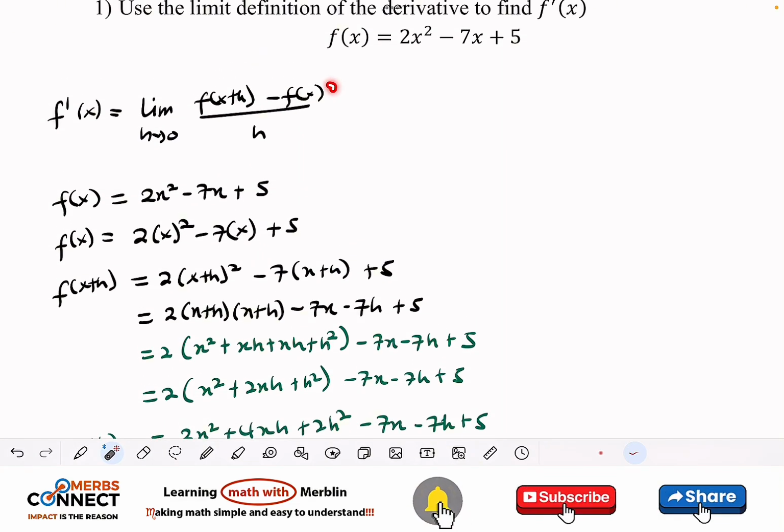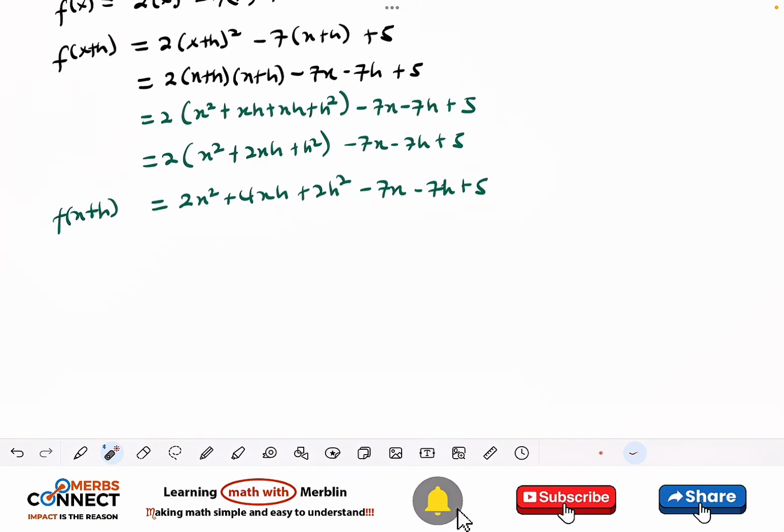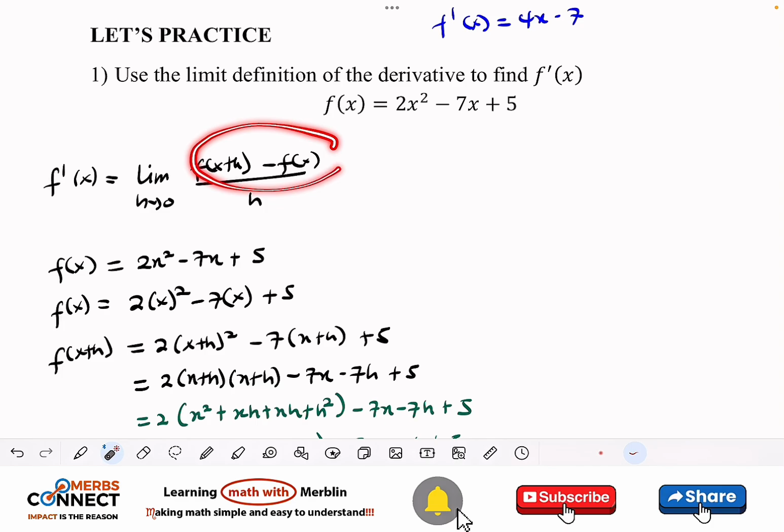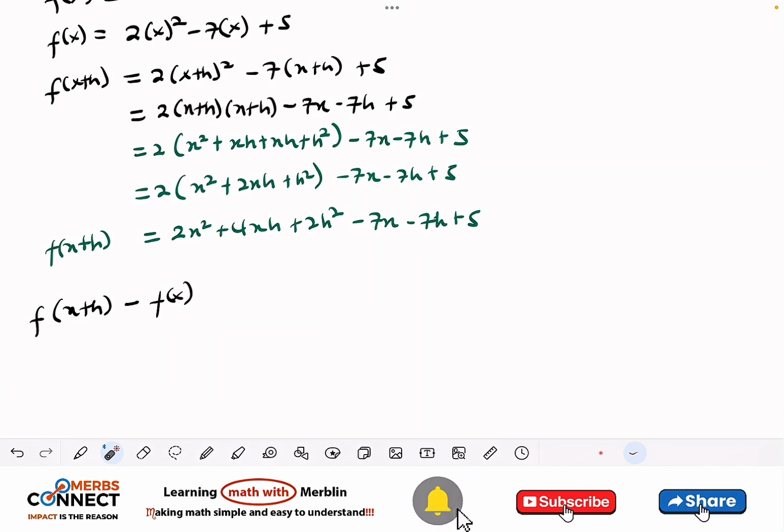Since the top is looking for f of x plus h minus f of x, I'll solve that one and simplify before I use the function. So now I'll look for f of x plus h minus f of x, because this is what we are looking for on the top here. So let's do the simplification so that we can just go and put it there. Now this is equal to the whole of that. So let me write it.